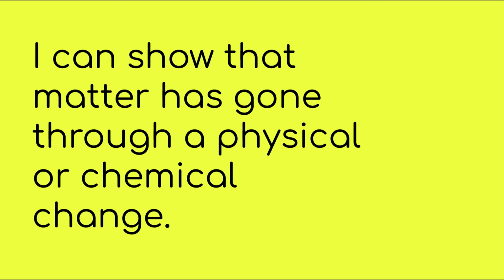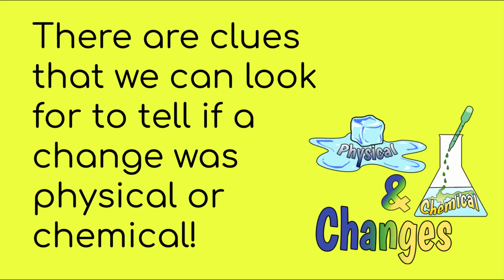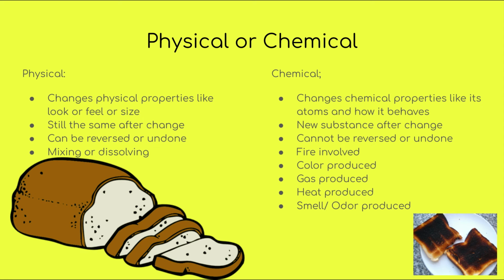Now, after this, you will be able to show that matter has gone through a physical or a chemical change, and you'll be able to tell the difference between the two. There are clues that we can look for to tell if a change was physical or chemical. What you want to look for is a bunch of them together at once. Sometimes you might see one and go, "Oh, I think that was a physical change because this happened." Well, no, you might want to look a little deeper. Make sure you see a number of these together.